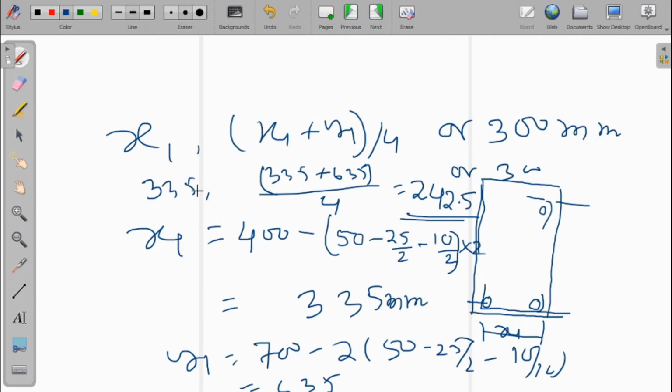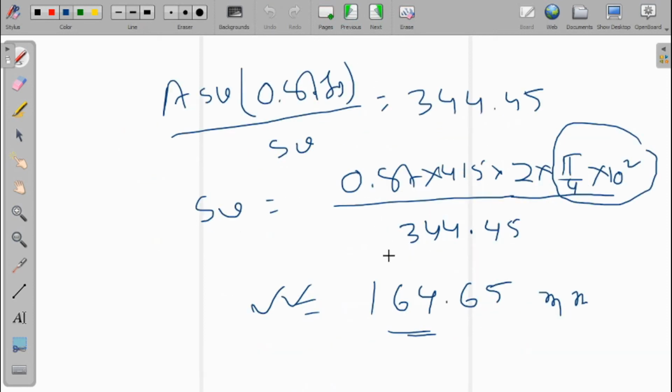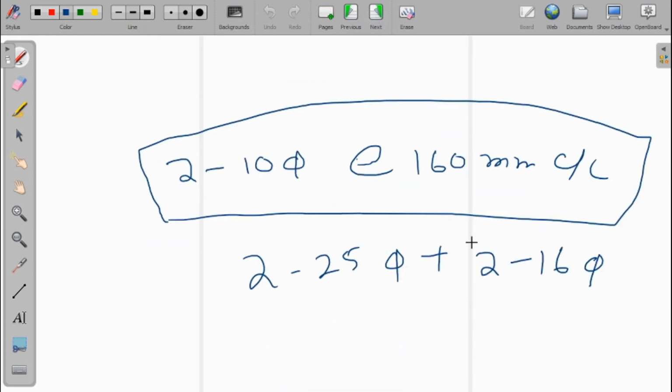Then I have calculated x1. x1 is the center to center distance of the transverse reinforcement along the width, and y1 is the center to center distance of the transverse reinforcement along the depth. So that I have calculated here x1 and then I have calculated y1. So this is x1, then x1 plus y1 by 4 is this value and this is 300. So which one is minimum here? 242.5. That means our spacing must be less than 242.5. Our spacing came how much? 164. So we are providing a spacing of 160.